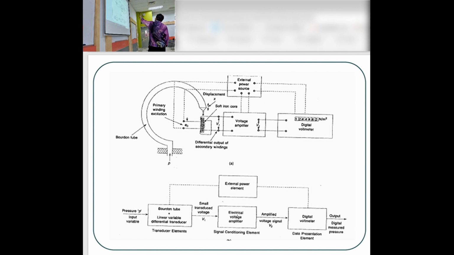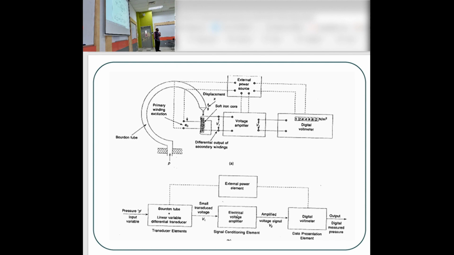Bourdon tube will deform, and they will give some kind of, this is actually a magnet voltage system. Okay, I think this one, where did you study this one? I don't remember. Did you study this system? Not yet.